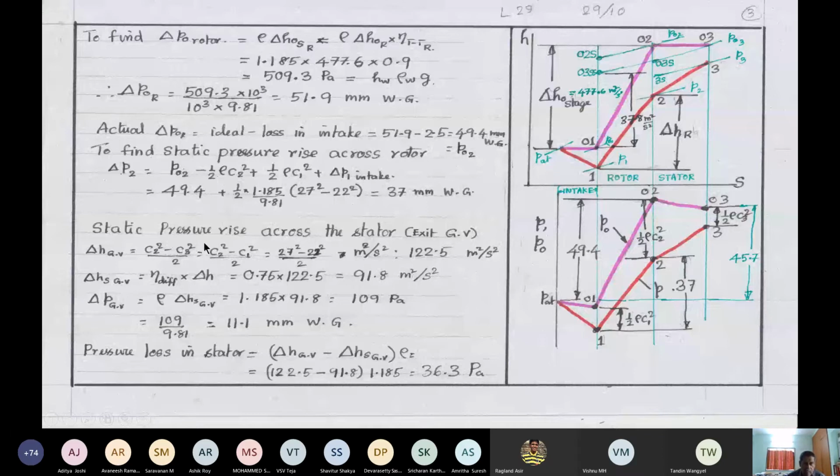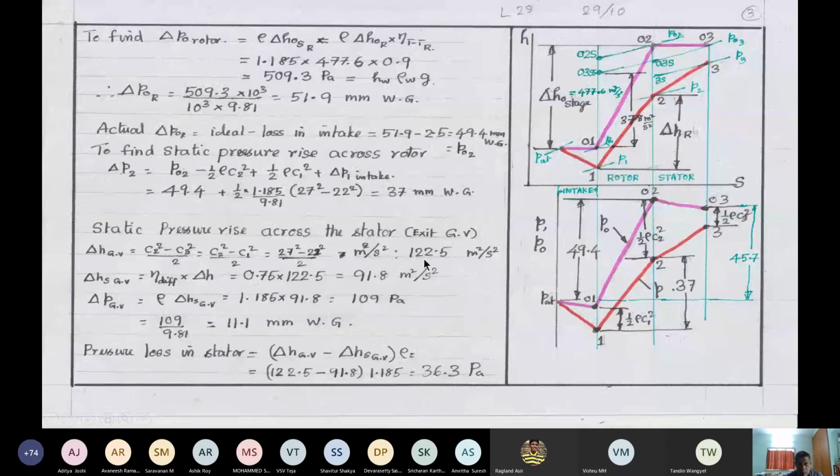How do we get this? For adiabatic flow, the energy equation is H plus C square by 2 is constant. There is no energy addition. So to get the difference in the enthalpy, you have to take the difference in C2 square and C3 square by 2. So from this we get delta H guide vanes is equal to 122.5 meter square per second square.